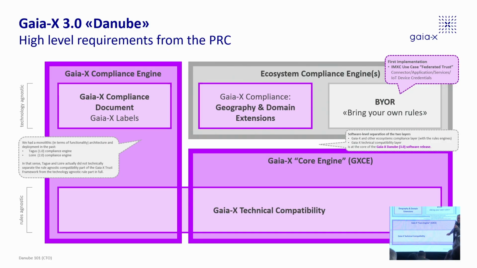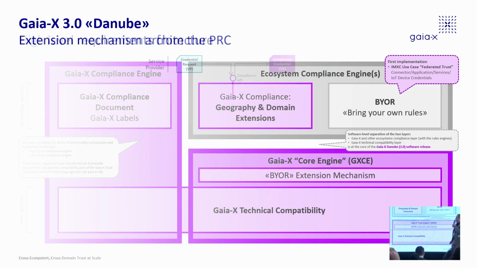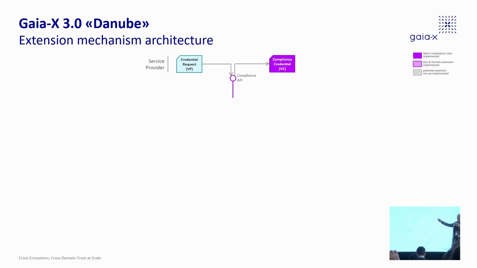But of course, just technical compliance is not enough, because we want to allow somehow that the ecosystems can execute their rules engine. So we dubbed that a bring your own rule extension mechanism or architecture. I will tell you how that really works. Of course, the basic paradigm, the API pattern of how you get a credential from a clearinghouse, and that need not be a Gaia-X digital clearinghouse.